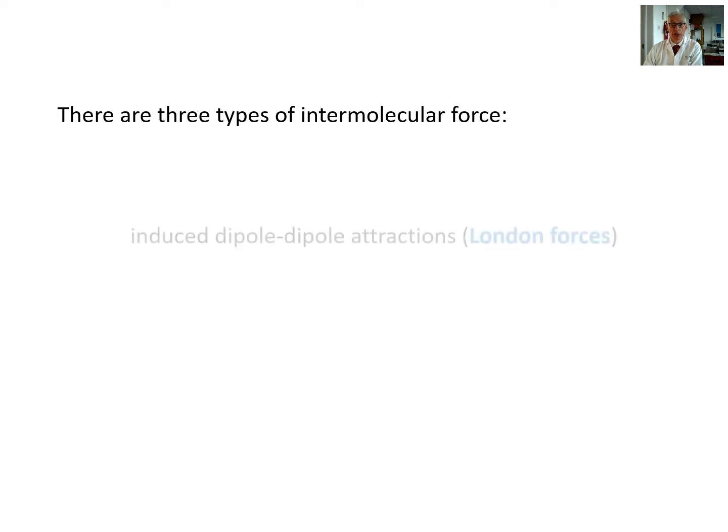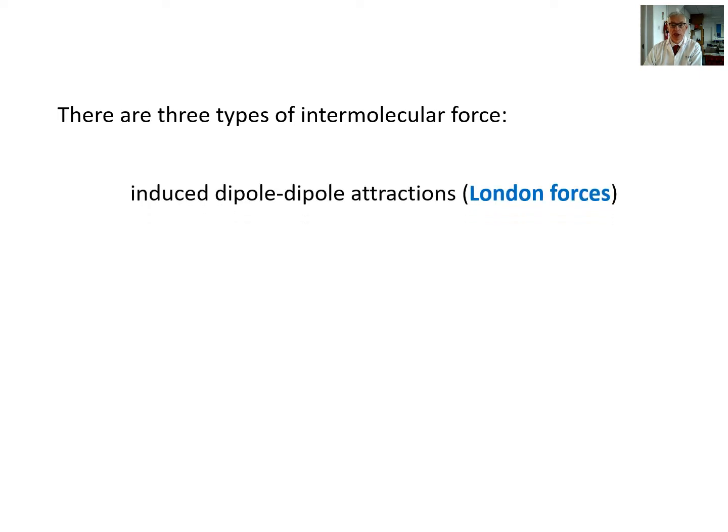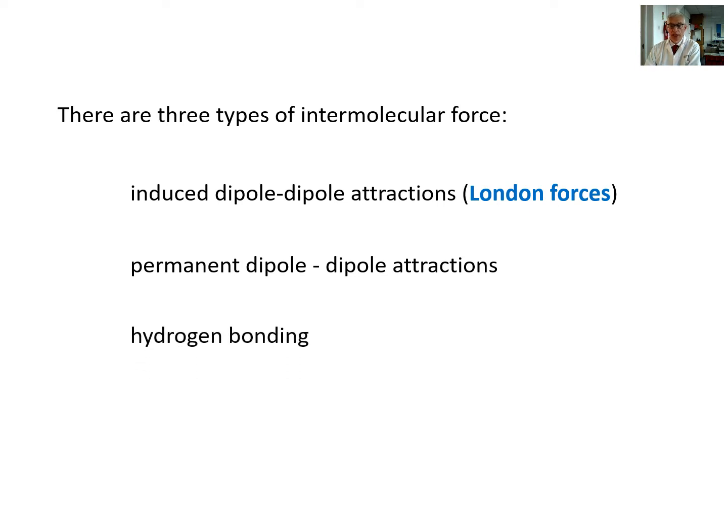So the first type would be induced dipole-dipole attractions, and they are known in the OCR A specification as London forces. We could have a permanent dipole attraction, and then a special case of permanent dipole attraction, which we will call hydrogen bonding. So the OCR A specification requires you to know the detail of these three types of intermolecular force.